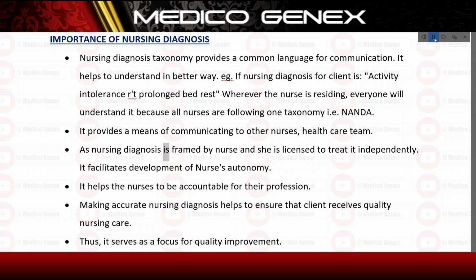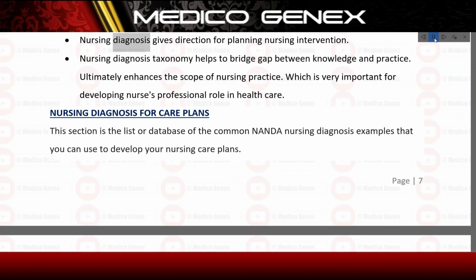As nursing diagnosis is framed by nurse and she is licensed to treat it independently, it facilitates development of nurses' autonomy. It helps the nurses to be accountable for their profession. Making accurate nursing diagnosis helps to ensure that client receives quality nursing care. Thus, it serves as a focus for quality improvement. Nursing diagnosis gives direction for planning nursing intervention. Nursing diagnosis taxonomy helps to bridge the gap between knowledge and practice. Ultimately, it enhances the scope of nursing practice, which is very important for developing nurses' professional role in healthcare.